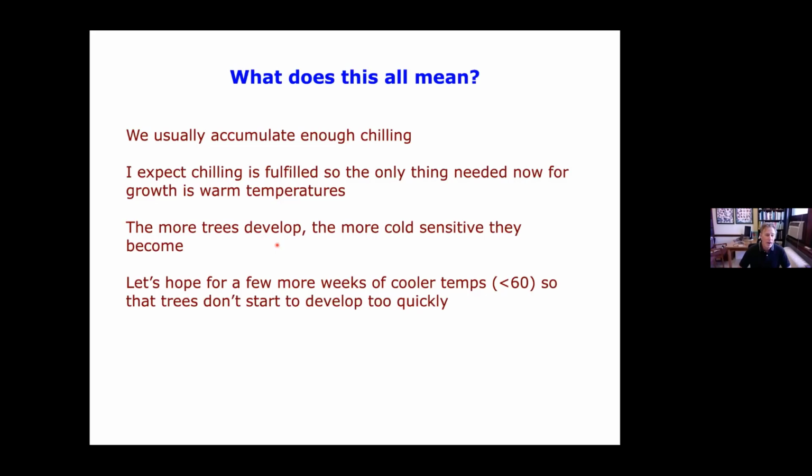And so we'd hope for a few more weeks, maybe another month or more of cool temperatures. So preferably lower than 50 or 60. At those temperatures, development is going to be very slow. So at this point, we want to slow the process down because we don't want to get into that cold sensitive stage too quickly.